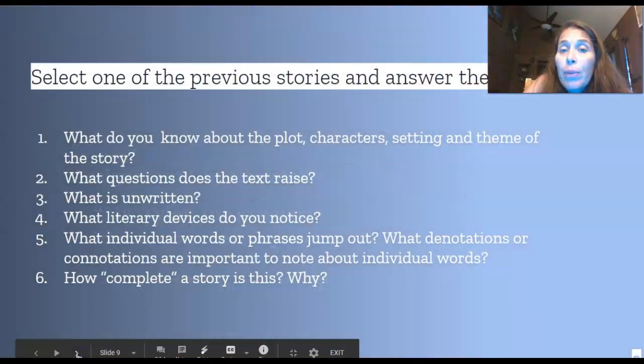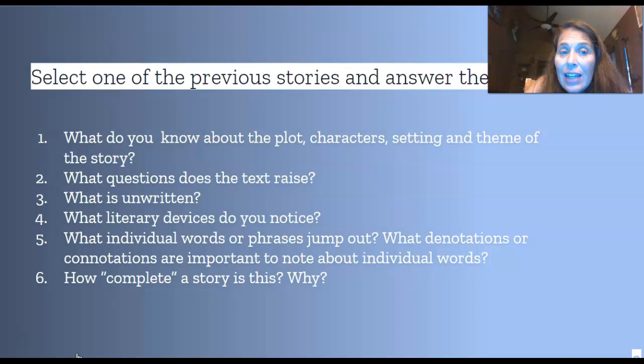What do you know about the plot, the characters, the setting, the theme of the story? What questions does it raise? What is unwritten? Were there any literary devices there? What individual words or phrases jump out? There must be something in each one of those. There's a word or a phrase that jumps out.